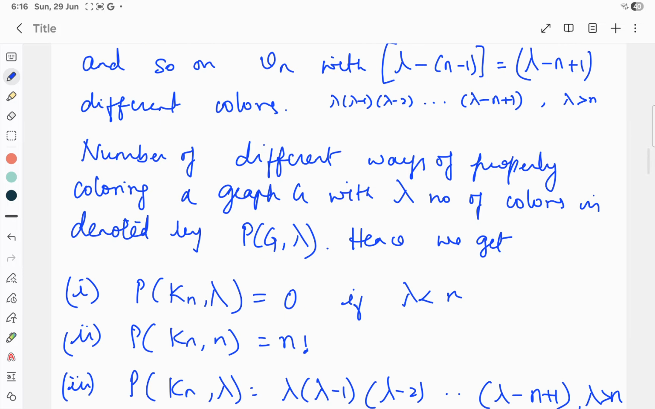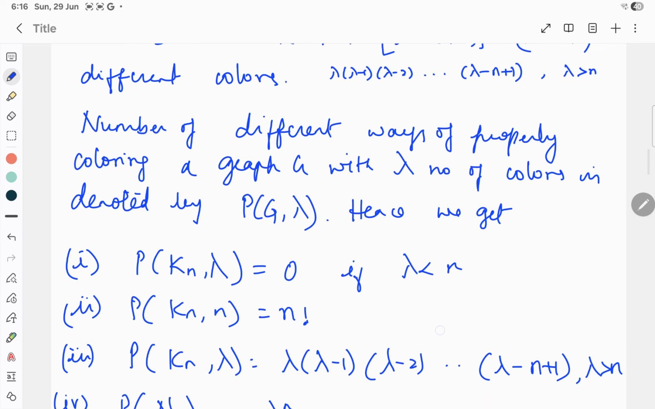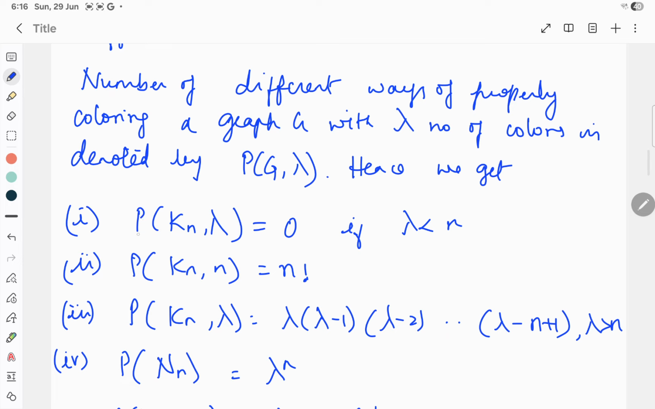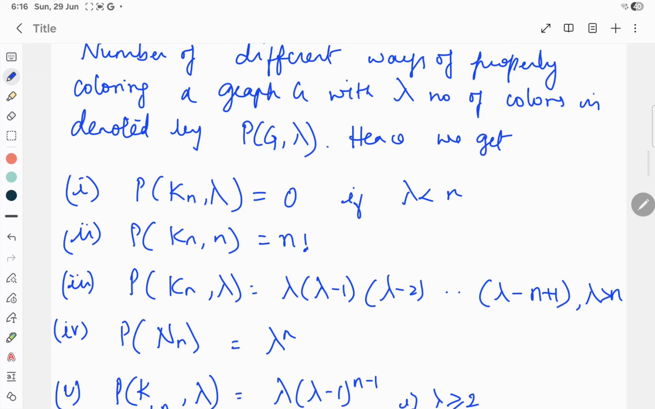The number of different ways of properly coloring a graph G with lambda colors is denoted by P of G comma lambda. Hence, whatever we discussed now can be put like this. P of Kn comma lambda is equal to 0 if lambda is less than n. Then the number of ways of coloring Kn with n colors is n factorial. Then P of Kn comma lambda, where lambda is greater than n, is lambda into lambda minus 1 into lambda minus 2, etc., lambda minus n plus 1.